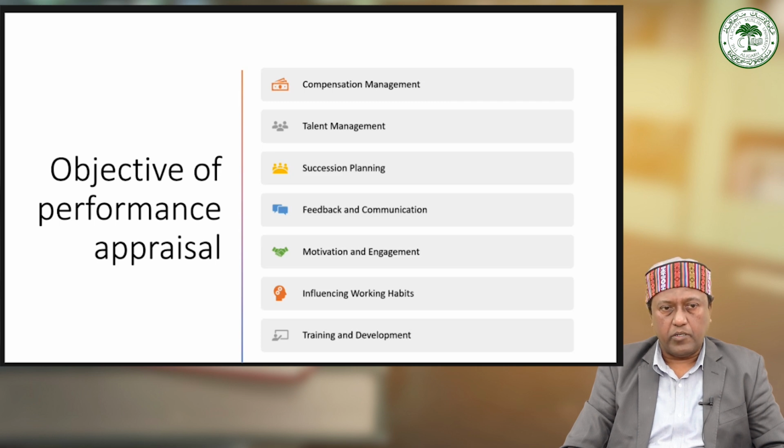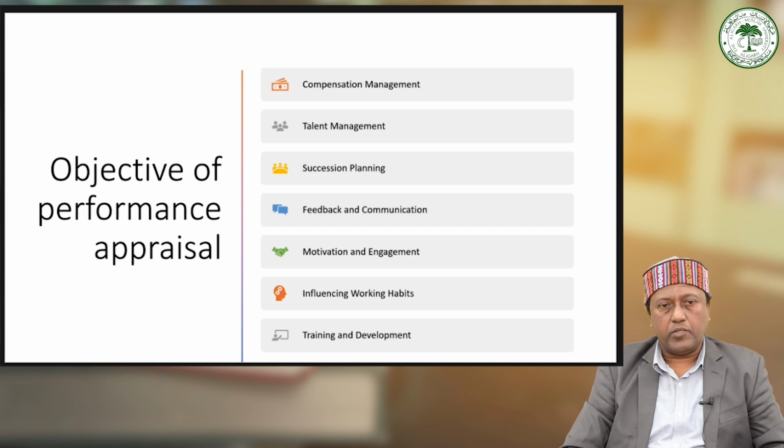Third important objective of performance appraisal is succession planning. As we had been discussing, succession planning is the foremost activity which any organization has to take up. So performance appraisal literally helps organizations assess employees' potential for further growth and development. By identifying high potential employees, organizations can groom them for leadership positions and succession planning. This ensures that the qualified candidates are in the pipeline to take up the future assignments.